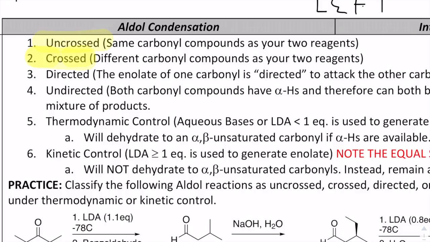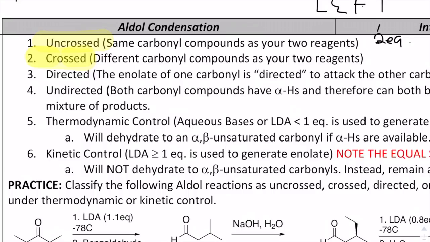So the term uncrossed basically just means that it's 2 of the same molecules reacting with themselves. So we typically see 2 equivalents written next to a reagent. Okay, so uncrossed, it's 2 of the same molecule reacting with itself. So one equivalent of that molecule is going to be the enolate anion, and then the other equivalent is going to be the carbonyl that enolate attacks into. So that's an uncrossed reaction.